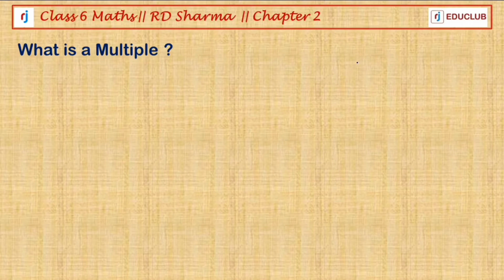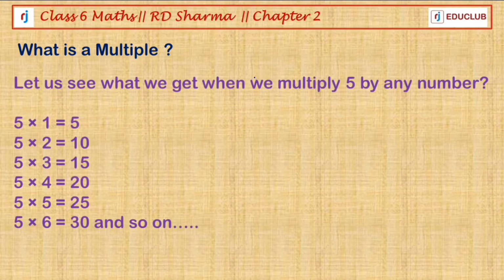Now next is multiples. Let us see what we get when we multiply 5 by any number. If we multiply 5 by 1, we get 5. If we multiply 5 by the next number 2, we get 10. When we multiply 5 by 3, we get 15. By 4, we get 20. By 5, we get 25. By 6, we get 30. And so on, multiplying by any number.